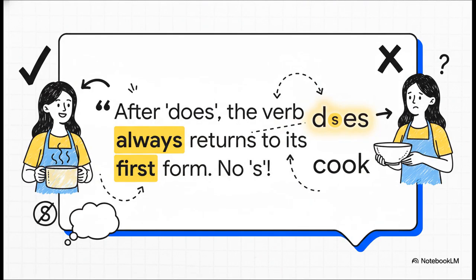Okay, listen up because this is super important. This is the number one mistake people make. In the positive sentence, it was she cooks with an S. But look, when we add does not, the verb goes back to its original form. The S vanishes from the verb. It's she does not cook, not she does not cooks. That little S basically jumps over to the word does.